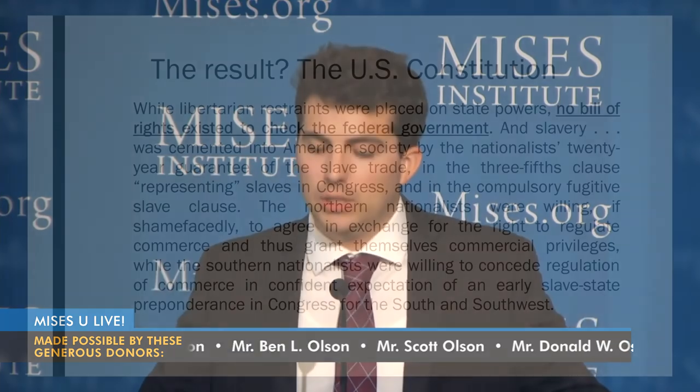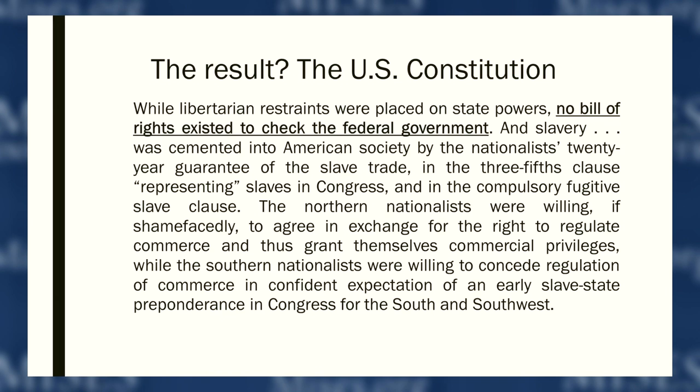And quite crucially, he says, slavery was cemented into American society by the nationalist 20-year guarantee of the slave trade, in the 3/5 clause representing slaves in Congress, and in the compulsory fugitive slave clause. The Northern nationalists were willing, if shamefacedly, to agree in exchange for the right to regulate commerce, and thus grant themselves commercial privileges, while the Southern nationalists were willing to concede regulation of commerce in confident expectation of an early slave state preponderance in Congress for the South and Southwest.